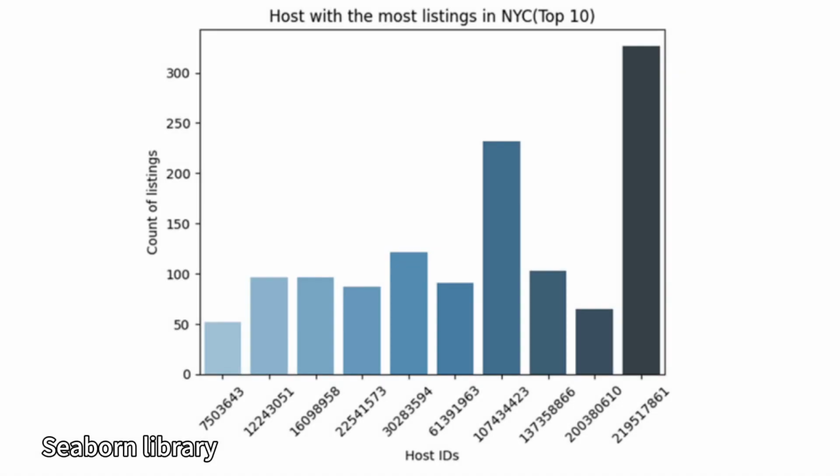The bar chart shows the top 10 hosts with the most listings in New York City using the Seaborn library. It can be seen that hosts with host IDs 2195-17861 and 1074-34423 have the most listings, with 327 and 232 listings, respectively.